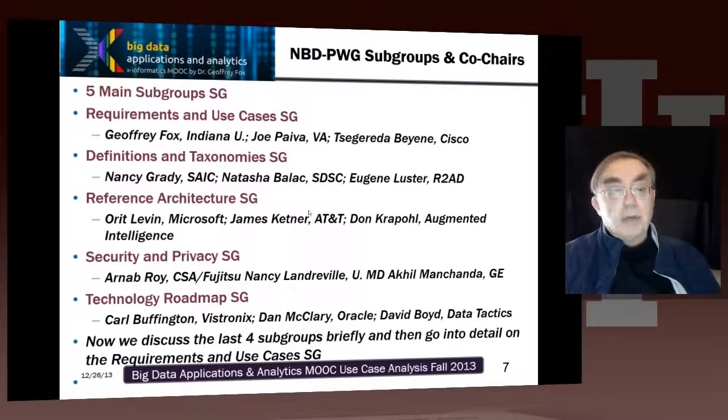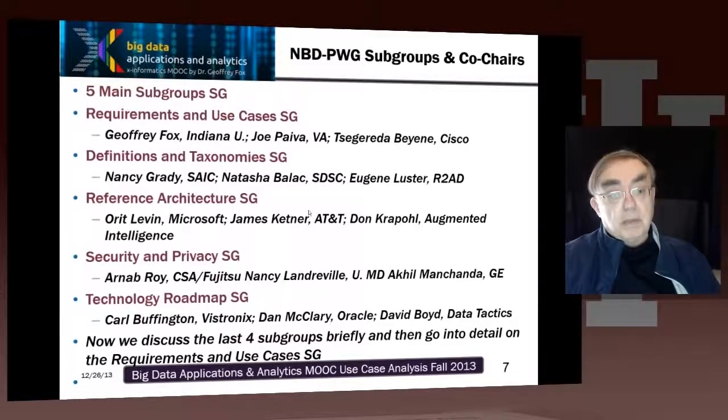The whole public working group was arranged into 5 subgroups. There was a requirements and use cases subgroup, where I was one of the chairs with Joe Paiva and Serge Bayan from Cisco. There was a definitions and taxonomies subgroup led by Nancy Grady of SAIC. There was a reference architecture subgroup led by Orit Levin of Microsoft. Security and privacy was led by Arnab Roy of Fujitsu, and a technology roadmap was led by Carl Buffington of Vistronics.